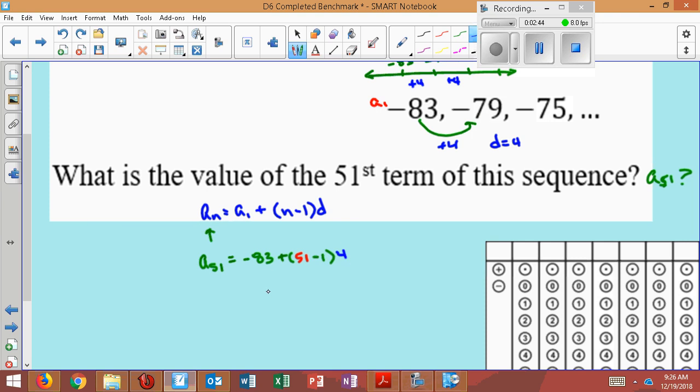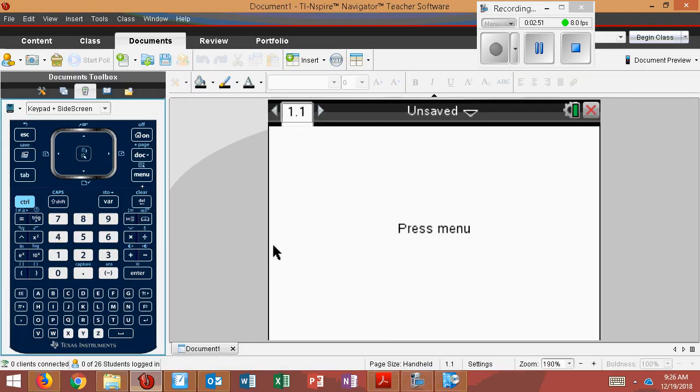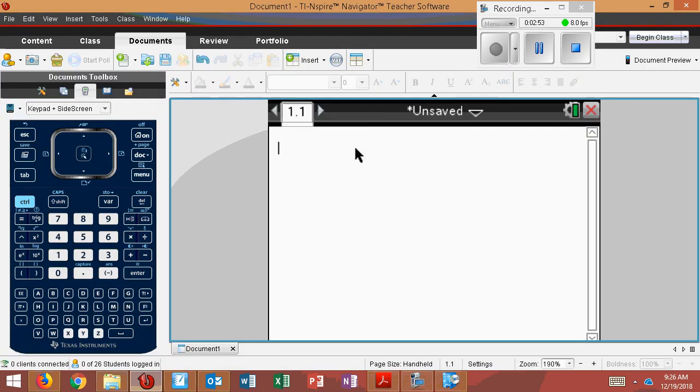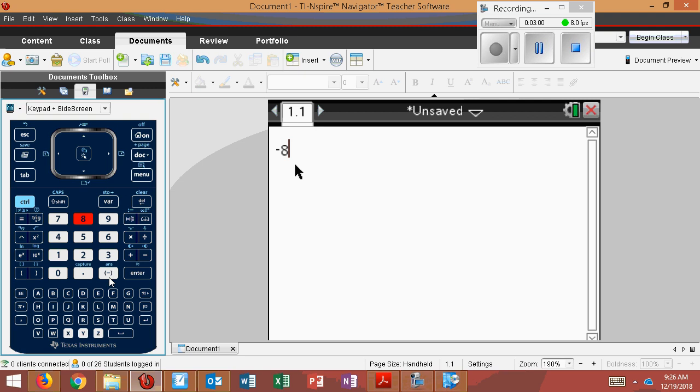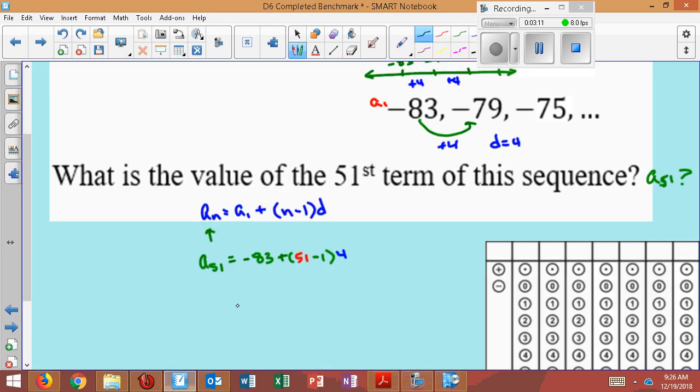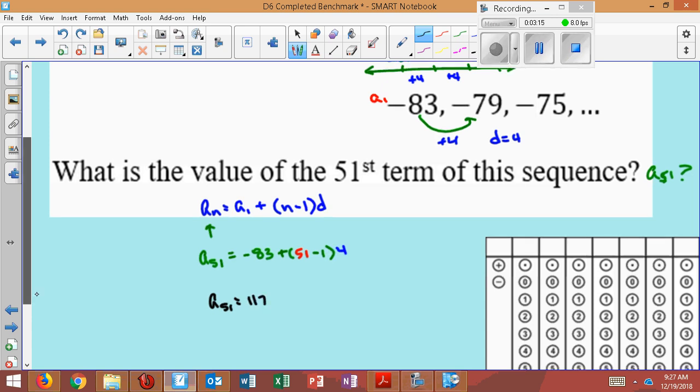Since there are no more variables on the right side, I can just plug this in and press enter in the calculator and see what we get. So I'm going to add a calculator. Negative 83 plus 51 minus 1, which we could just put 50 in there, times 4. The value is 117. And so that would be my answer here.